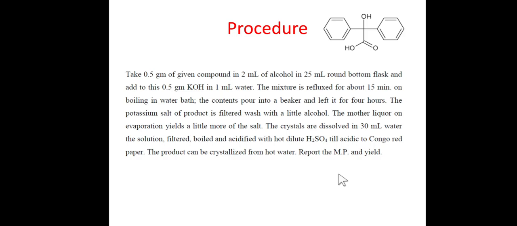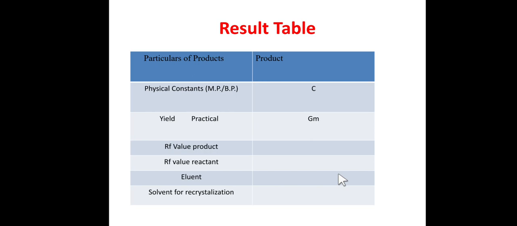After that we will filter it, dry it, and crystallize it from hot water. After crystallization, again drying, and then we will report the melting point and yield, and in between we will also take the TLC. Melting point, yield and TLC are the main parameters for our result. So what will the result look like? The result will look like this. On the left side there will be particulars of the experiment and the product details.